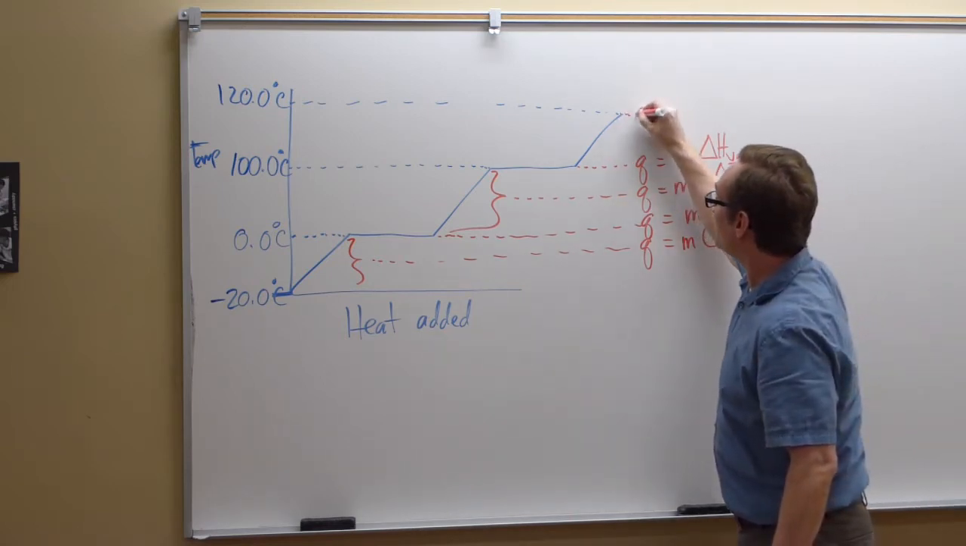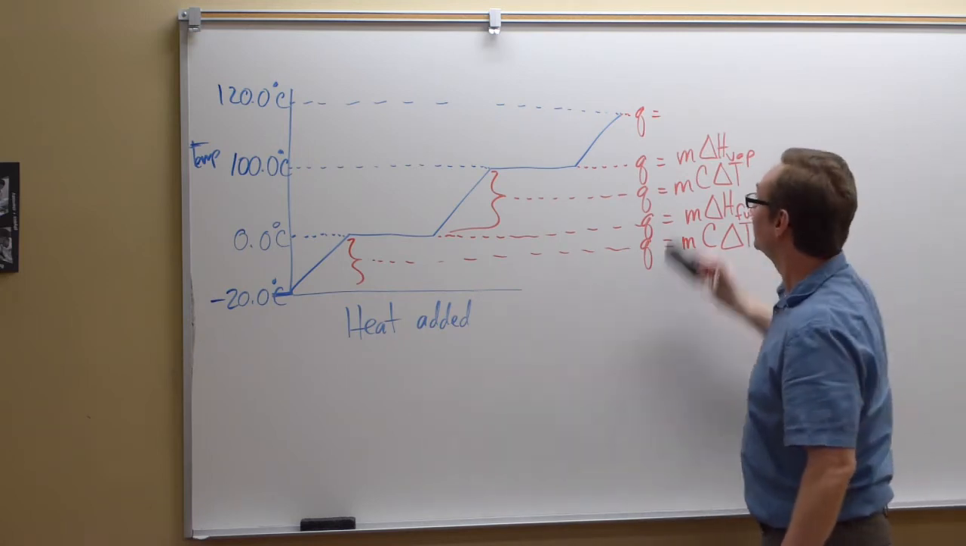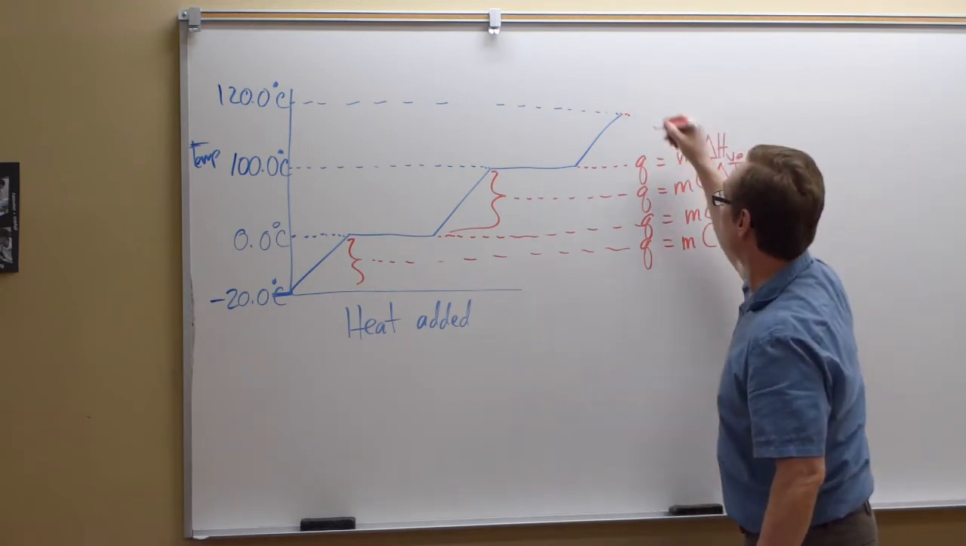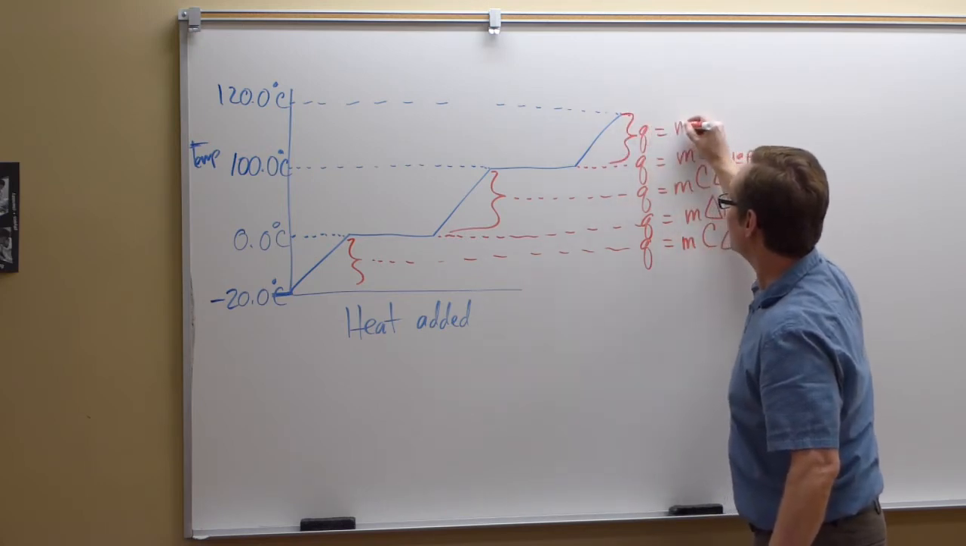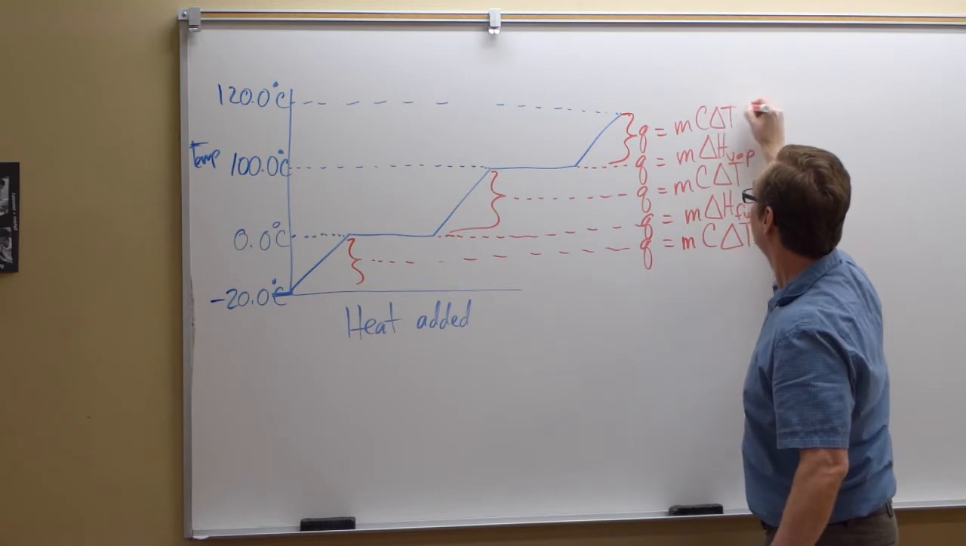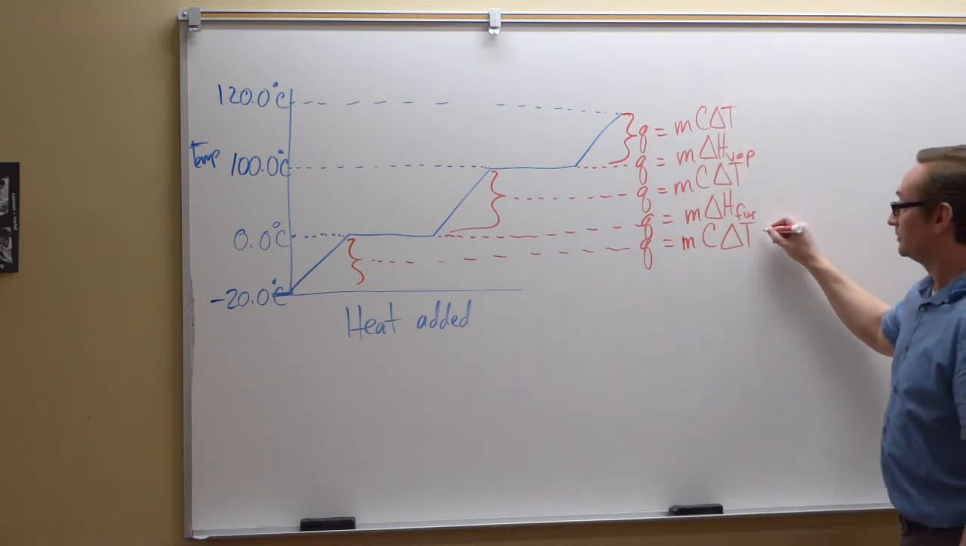All right. And then you got Q at the very top there. Actually, I'm sorry, it's this whole part: Q is equal to MC delta T. So let's do the calc.